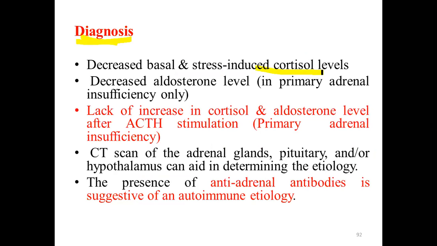Also, look at the level of aldosterone in the serum, which is mainly reduced in case of primary adrenal insufficiency. By the way, as a result of low level of aldosterone, usually the plasma level of renin is very high in cases of what? In case of primary adrenal insufficiency.